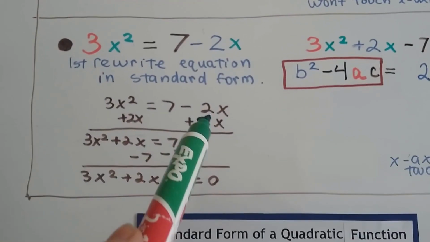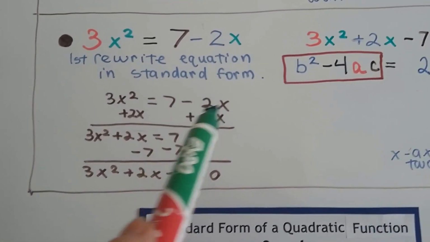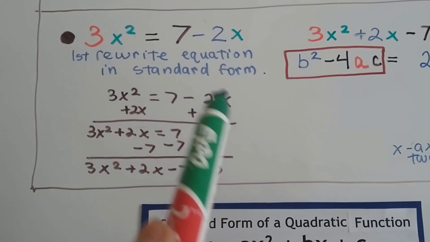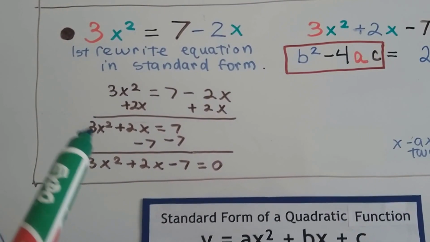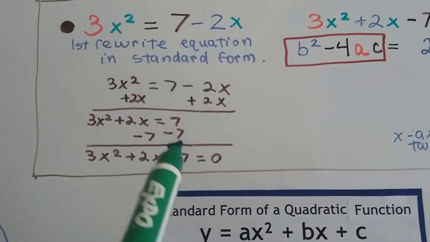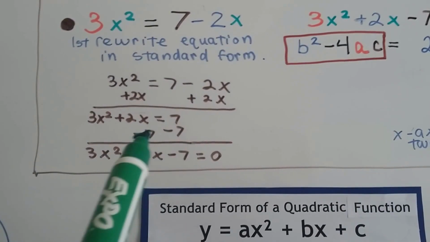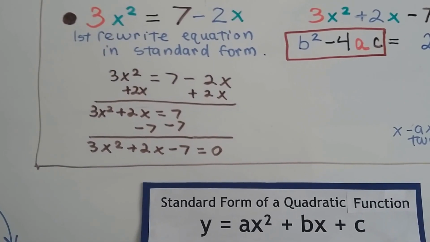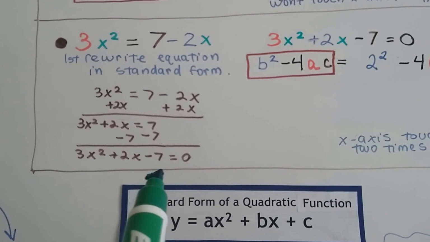So we can rewrite this equation to put it in standard form, and you know how to do that, right? We take this -2x here, and we add 2x to each side. So that creates a 0 pair here. So now we've got 3x squared plus 2x on this side equals 7. And then we take the 7 away from each side. So now we have a -7 on this side and a 0 on this side. And now it's in standard form.